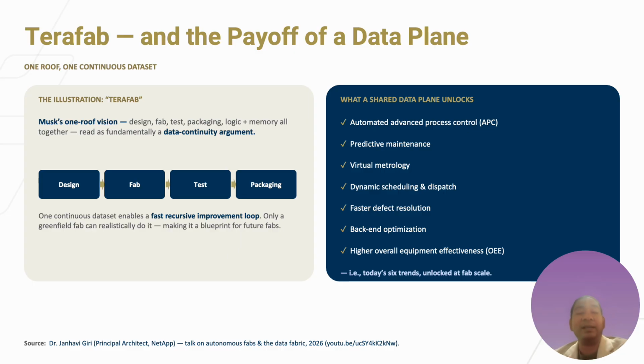When a shared data plane like that works, it unlocks the payoff we have discussed all lecture: automatic process control, predictive maintenance, virtual metrology, smarter scheduling, faster defect fixes, and higher efficiency. In other words, the 6 strands from part A all running together at full fab scale.